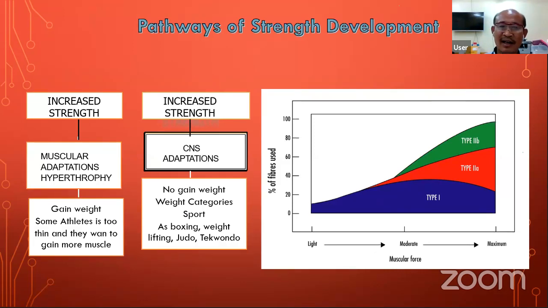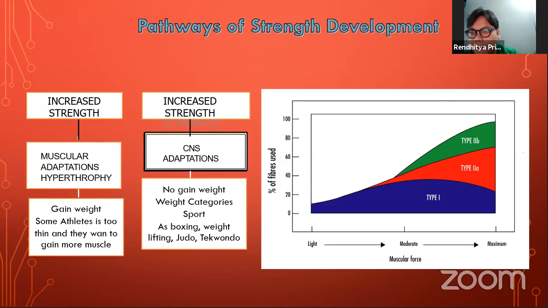It's very good for weight category sports, like weightlifting, boxing which has weight categories, judo, taekwondo. If you use the wrong strength training method, and your athlete gains weight, you have a problem in weight category sport. So we improve the maximum strength of the athletes in weight category sport by using the CNS adaptation in strength training.